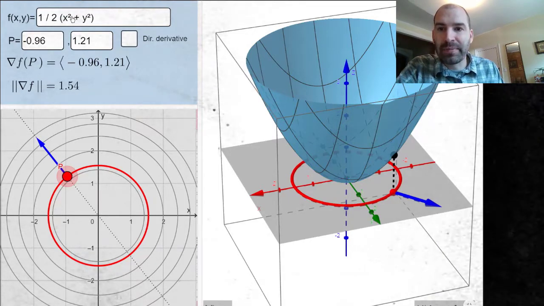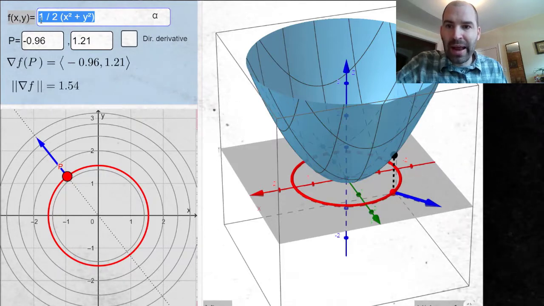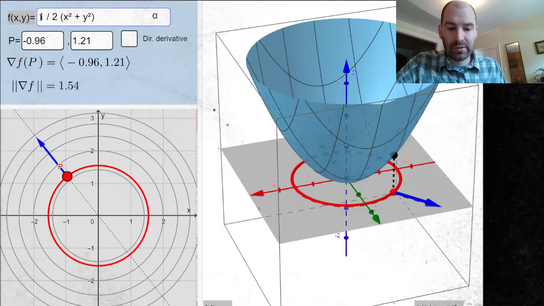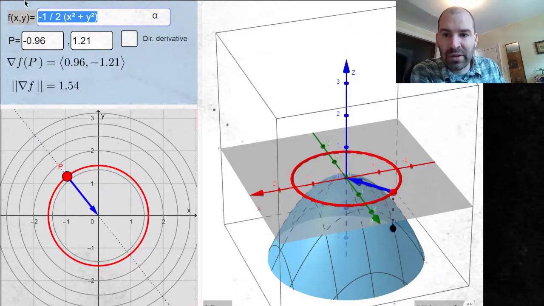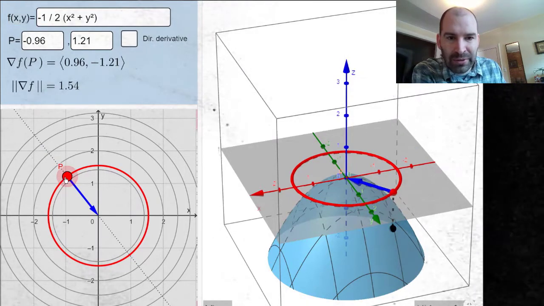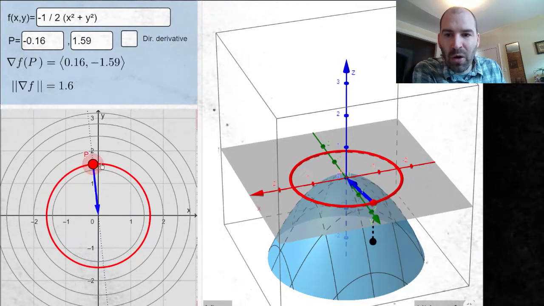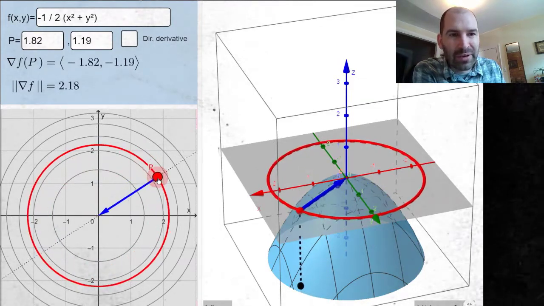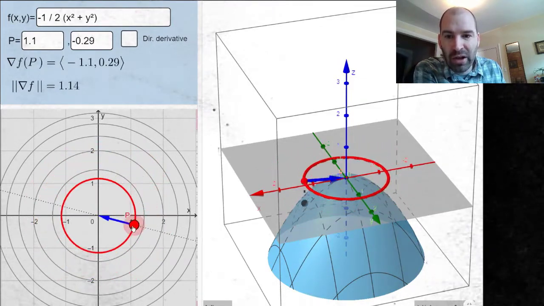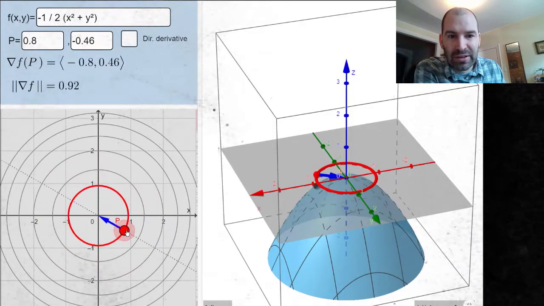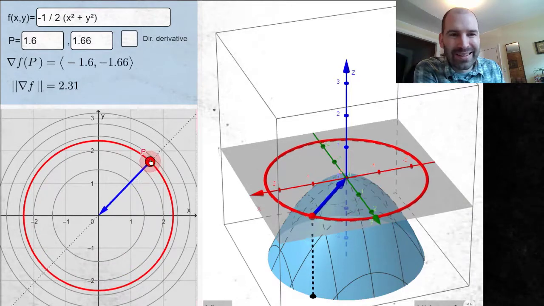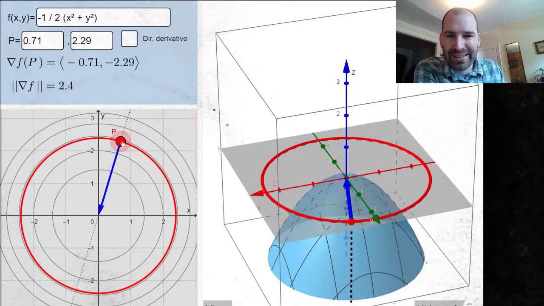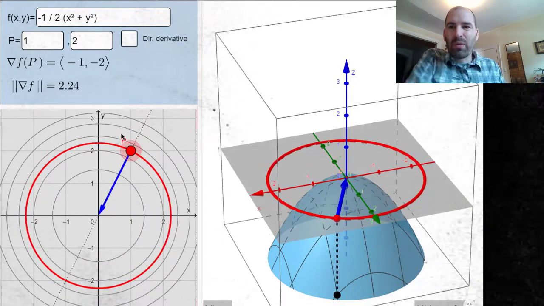Let's reverse this. Let's put a negative sign. So now it's a hill instead of a ditch that we had before. So now the gradient vector is always pointing towards the origin, right? Because to go uphill means to walk towards the origin. And in fact, it's always pointing directly into the origin in this particular case. Let's make one other change.